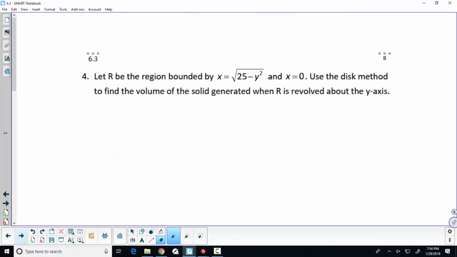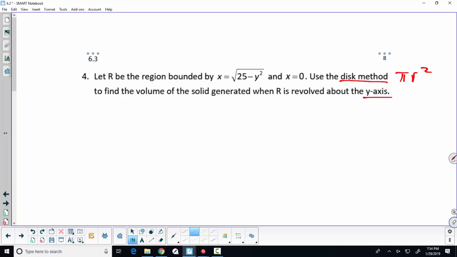All right. So another example here where we're revolving it around the y-axis. If you can draw a picture of these things, if a picture is not provided, I would recommend a picture so you can get your bearings on what's what. So we have the region bound by x equals root 25 minus y squared and x equals 0. Use the disk method. So we're thinking pi r squared for the area to find the volume of the solid generated when it's revolved around the y-axis.